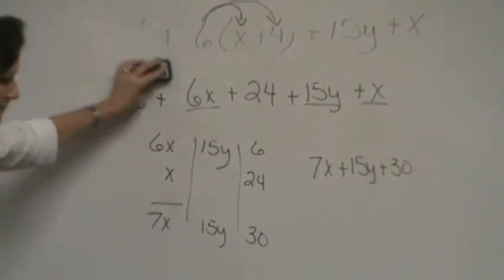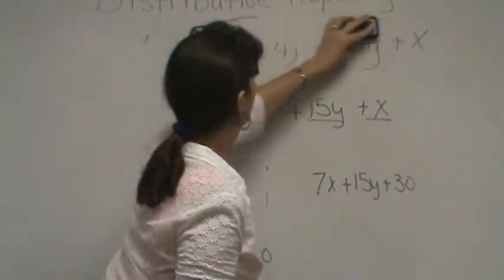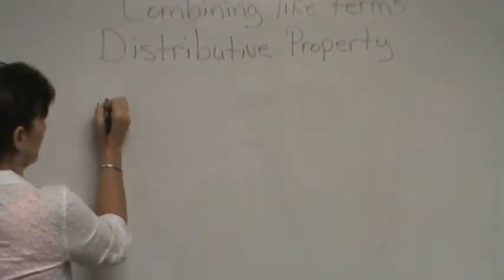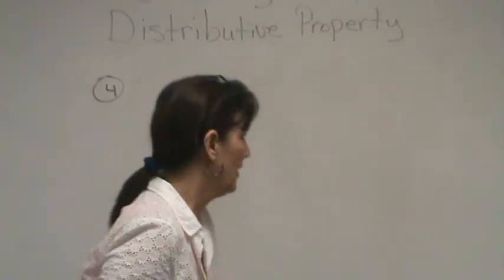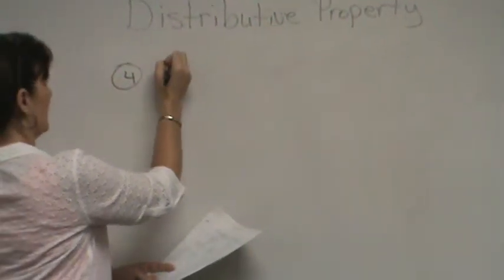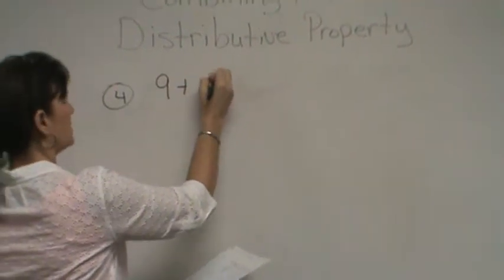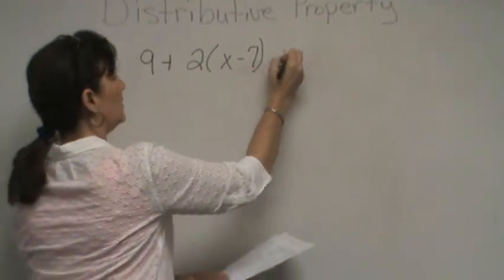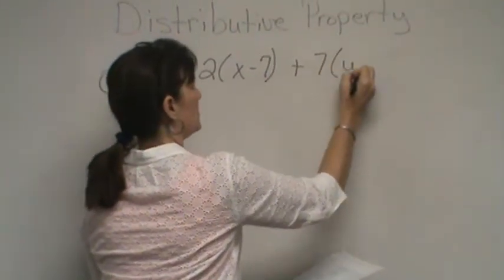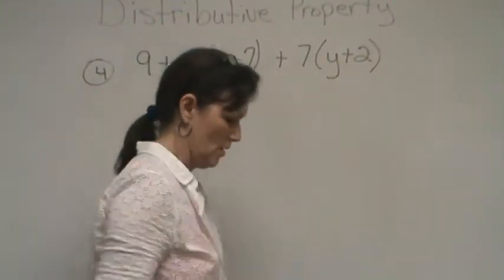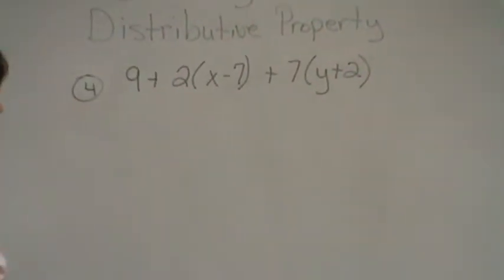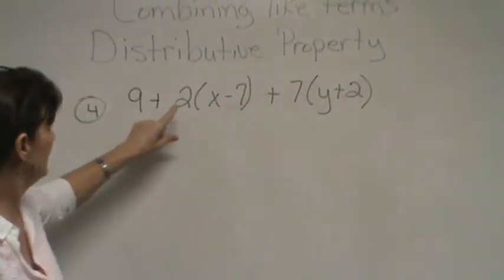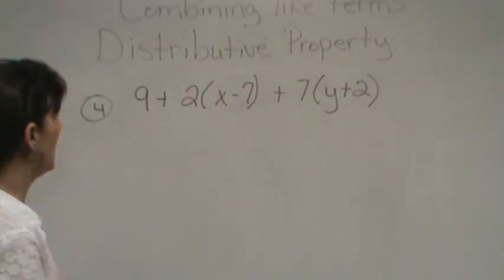Okay, we'll do another. Last one. Hopefully this is helping. I have my paper to write. See, we have 9 plus 2 times x minus 7 plus 7 times y plus 2. Whew. Okay, distributive property. I have 2 different parentheses, so I'm going to have to distribute before I can start solving.